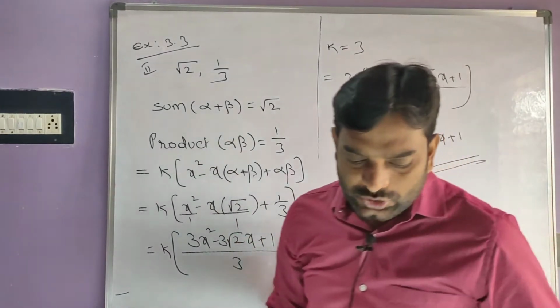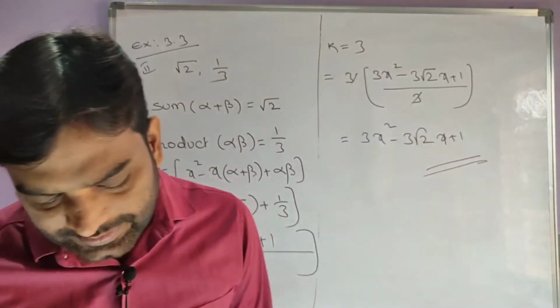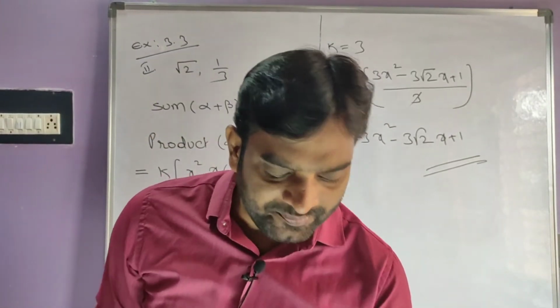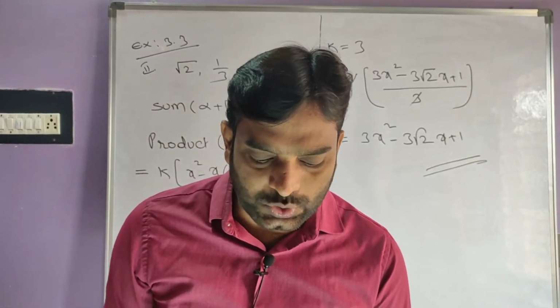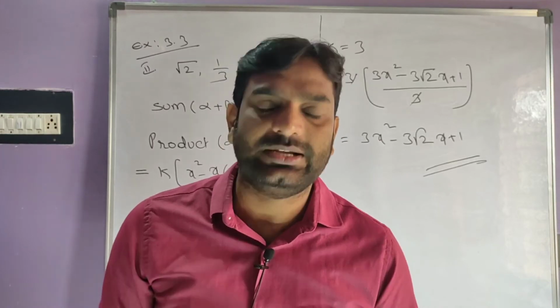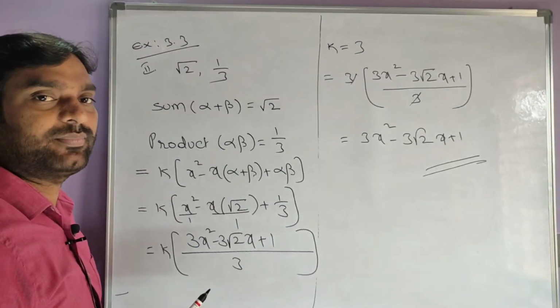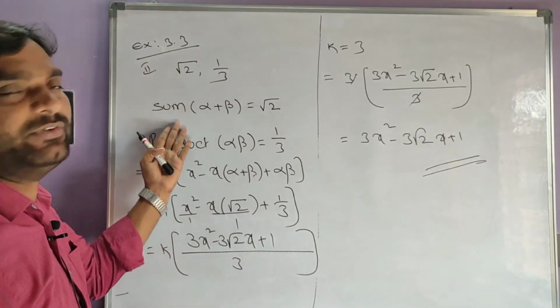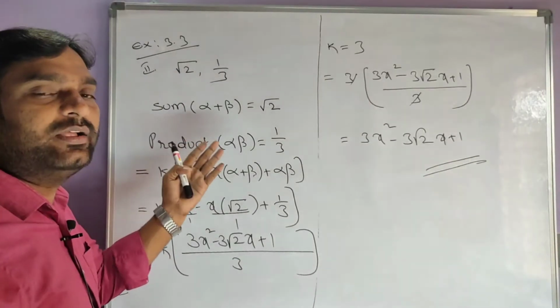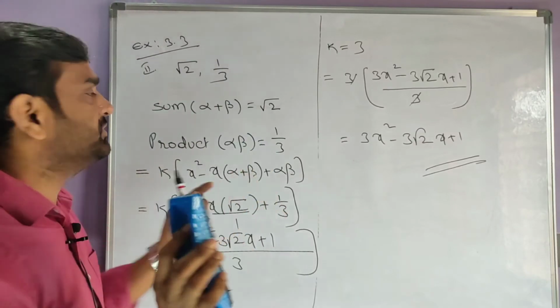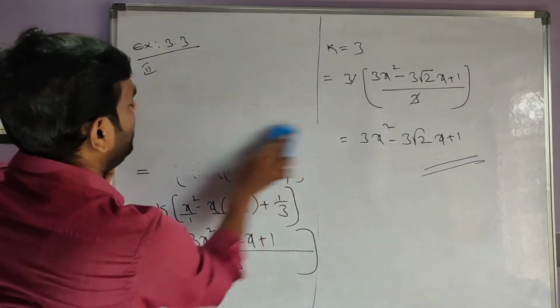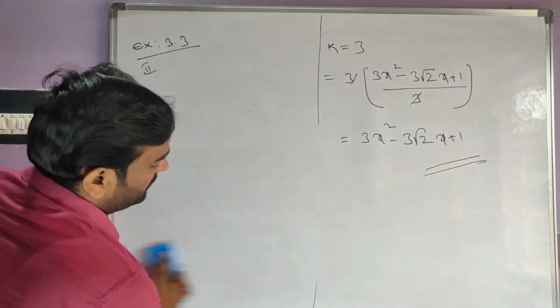Okay, now coming to the third bit. Find the quadratic polynomial for the zeros alpha and beta given in each case. In the earlier case, sum and product were given. Here in the third way, alpha and beta are given individually. Then what do we have to do?